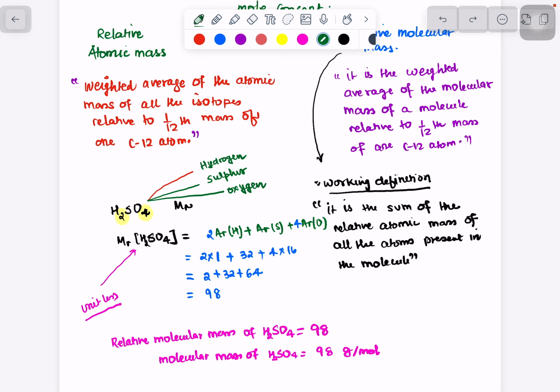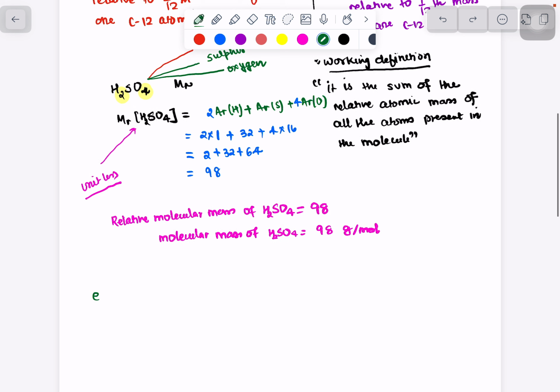Why do we take the average of the molecular mass of a molecule? Because each molecule has isotopes. For example, CO2. In CO2 there are two elements, carbon and oxygen. Carbon has three isotopes, carbon 12, 13 and 14. Similarly, oxygen also has three isotopes, 16, 17 and 18. So when you calculate the molecular mass of CO2 using different isotopes, you'll get slightly different molecular masses. To get the molecular mass of CO2, you need to do the weighted average. So first you apply the definition, the sum of the relative atomic mass of all the atoms present in the molecule, to calculate the relative molecular mass of CO2.